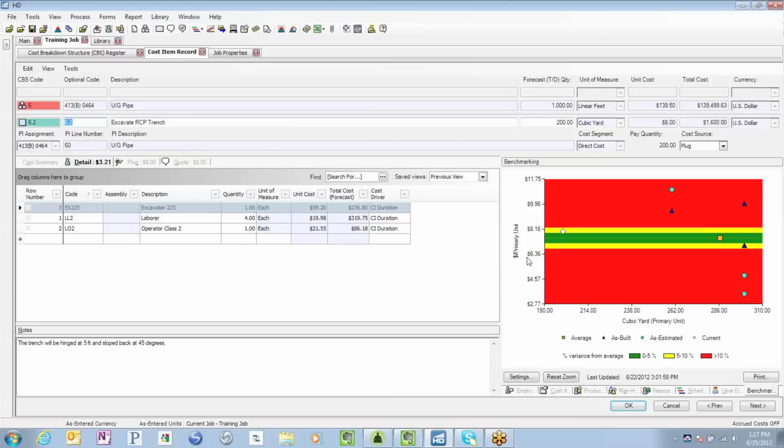Off to the right-hand side, we can see that users have complete and easy visibility into where their estimate currently stands for this particular item, what is the average, and what are the data points driving the benchmark values. And those are indicated, in this case, we're looking at as-built versus estimated. And again, all within a single screen, giving the user complete visibility into their current estimate and their benchmark values.